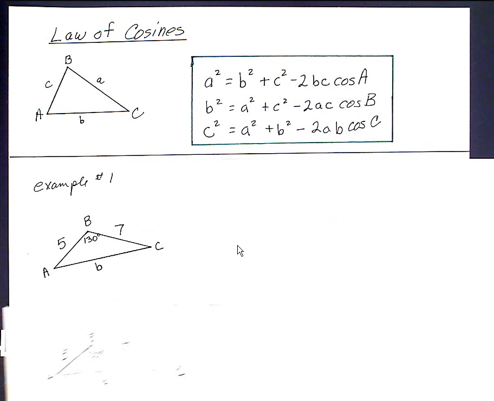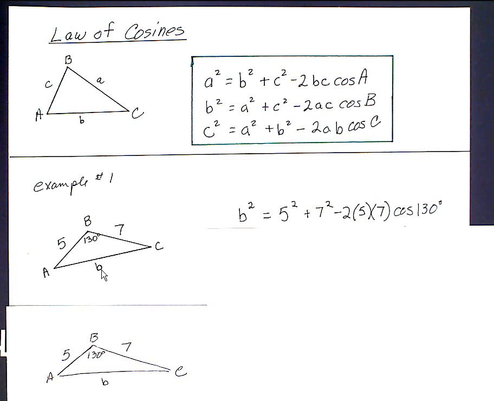The first situation looks just like the one I have drawn down there. If you have 5 and 7 and 130 degrees and you want to find the side across from 130, you want to find side B. This is the side we want to find, so you're going to use the formula with the B there. B squared equals the other two sides squared, so 5 squared plus 7 squared, minus 2 times the 5 and the 7, and then the cosine of the angle that is across from side B, the cosine of 130 degrees. Okay, so you use your calculator.